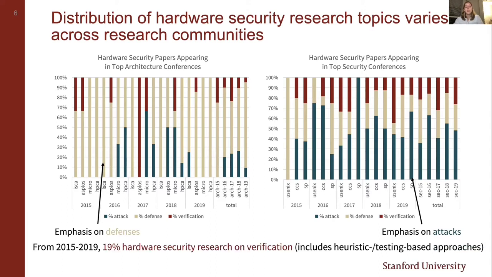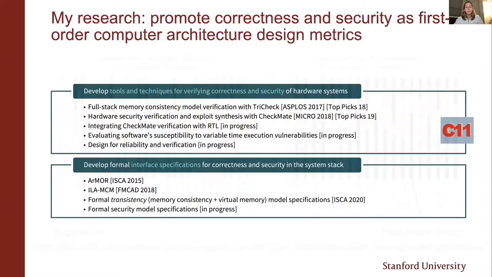Furthermore, only about 19% of hardware security research over the past 5 years can be categorized as verification research, where verification here includes heuristic and testing-based techniques. My research aims to fill this gap. In particular, my research aims to promote correctness and security as first-order computer architecture design metrics, like performance and power.